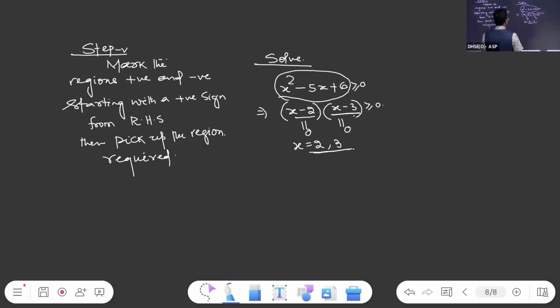What is the next step? The next step is we have to mark the critical points on the number line. According to the order relation, 2 is less than 3. So 2, 3. Okay. These two critical points divide the number line into 3 regions. What are the regions? The left hand side region is minus infinity to 2. The middle region is 2 to 3. And the right hand side region is 3 to infinity. Okay. Then put the signs positive and negative alternately. Start positive and negative alternately.